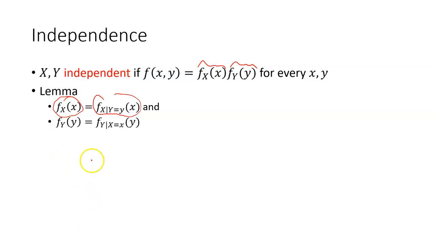So the example we had just a minute ago, g of xy equaling 6xy squared, where the conditional distribution of x was 2x, and that was also the marginal distribution. And then the same with the conditional on y was 3y squared, and that was the marginal as well. We can use that to say that x and y are independent.